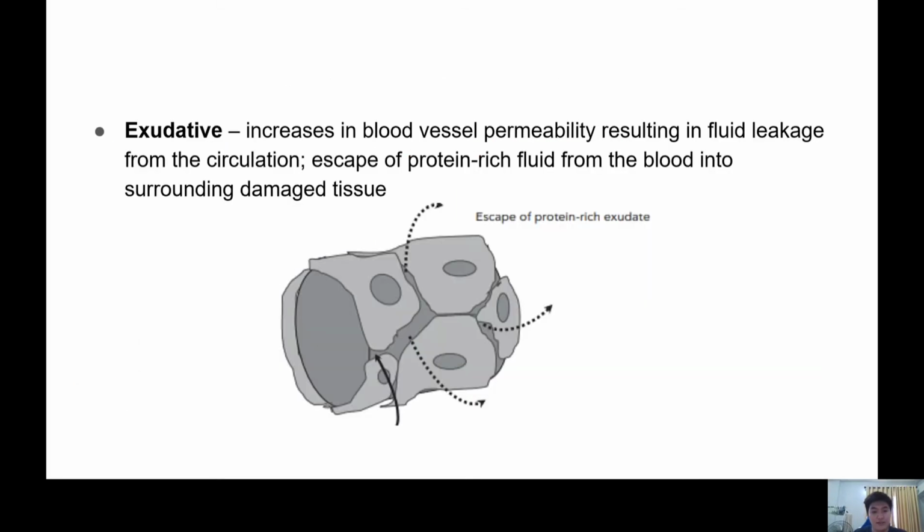The next phase of inflammation is called exudative. There's an increase in blood vessel permeability resulting in fluid leakage from the circulation. There is also an escape of protein-rich fluid from blood into the surrounding damaged tissues. This may result from direct damage to the endothelial capillaries by harmful stimuli that triggered the inflammatory response, like physical damage, toxic agents, etc. As you can see, the intercellular junctions are opened up, so that is where the protein-rich exudate comes out.